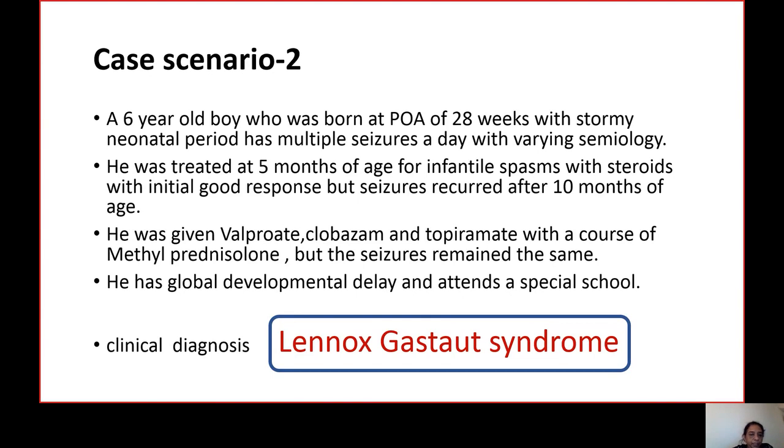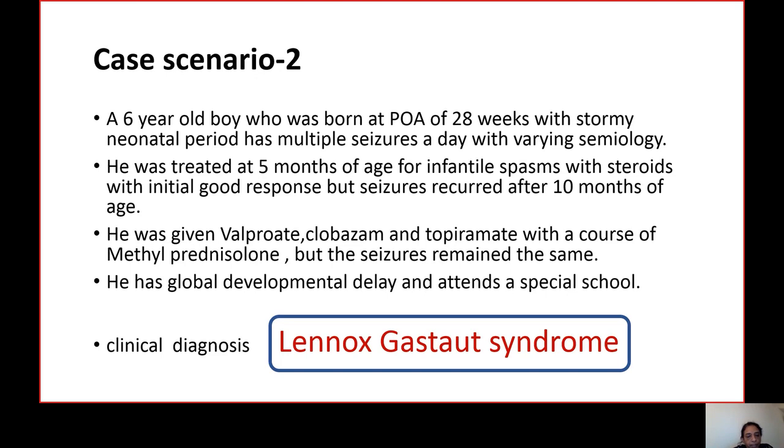So he was given multiple anticonvulsants, valproate, clobazam, and topiramate, and also tried a course of methylprednisolone. But the seizures did not improve. Development-wise, he has global developmental delay, and he attends a special school right now.